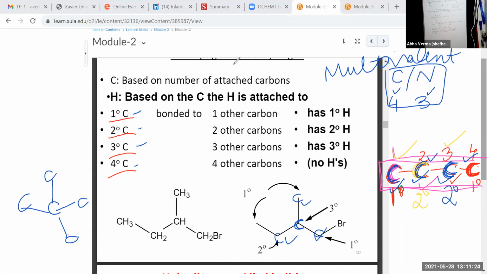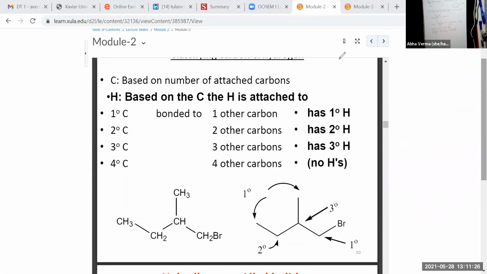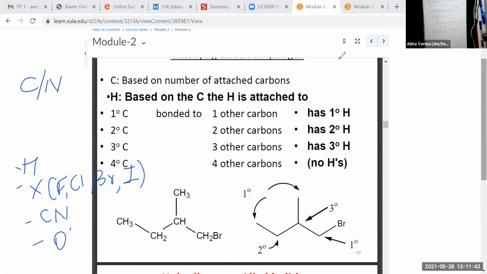Now, to multivalent atoms, we usually have these univalent atoms. For example, hydrogen or our halides, fluorine, chlorine, bromine, iodine, etc. Or a cyanide or a hydroxide, any one of these which is a univalent group or atom, you will just label them according to whoever's carbon it is.